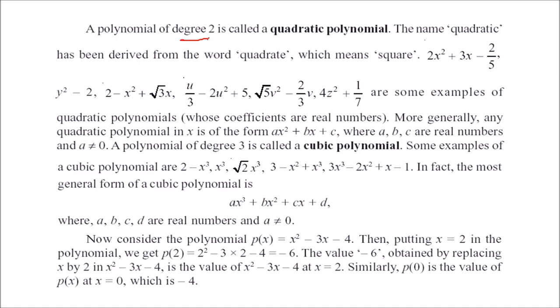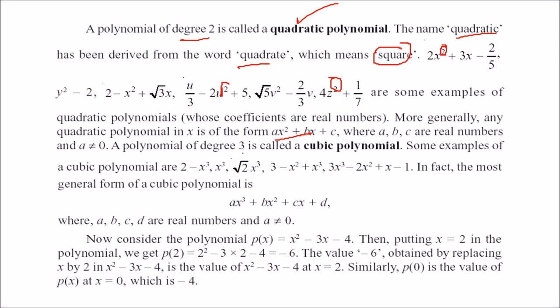A polynomial with degree 2 is called a quadratic polynomial. The word quadratic has come from the word quadrat, which means square. So y square or x square, all these, you see the maximum power is square. These all are quadratic polynomials. If you have an expression of the form ax square plus bx plus c, where a, b, c are real numbers, then this is called a quadratic polynomial.